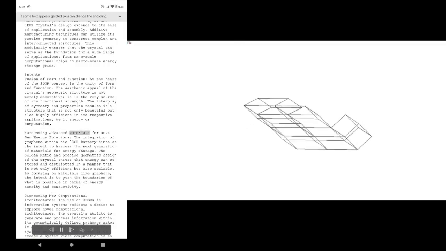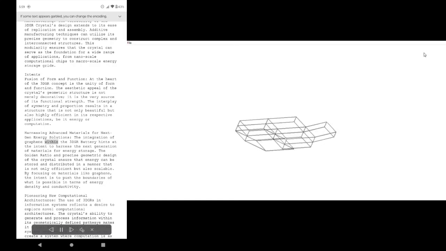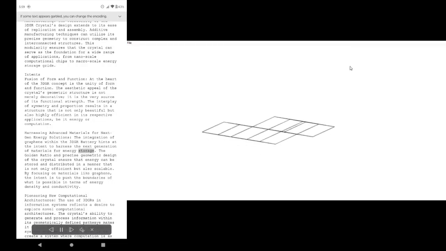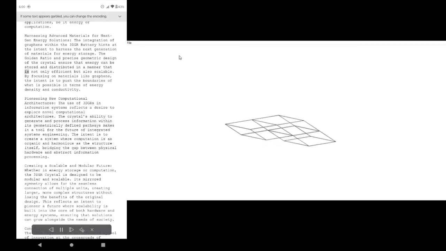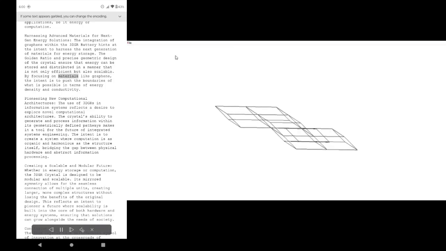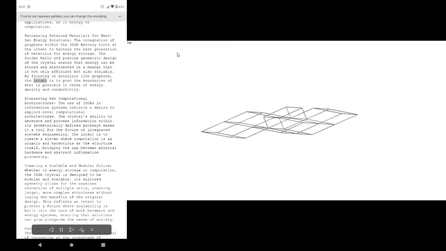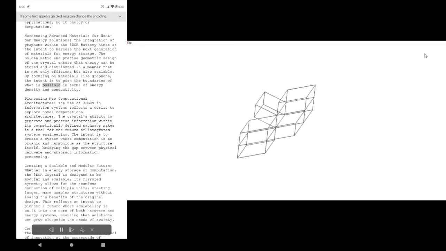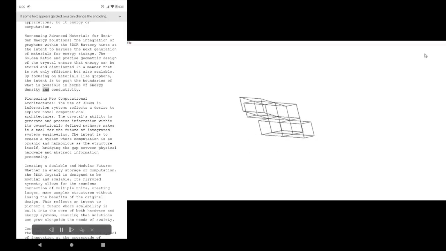Harnessing advanced materials for next-gen energy solutions. The integration of graphene within the 3D battery hints at the intent to harness the next generation of materials for energy storage. The golden ratio and precise geometric design of the crystal ensure that energy can be stored and distributed in a manner that is not only efficient, but also scalable. By focusing on materials like graphene, the intent is to push the boundaries of what is possible in terms of energy density and conductivity.